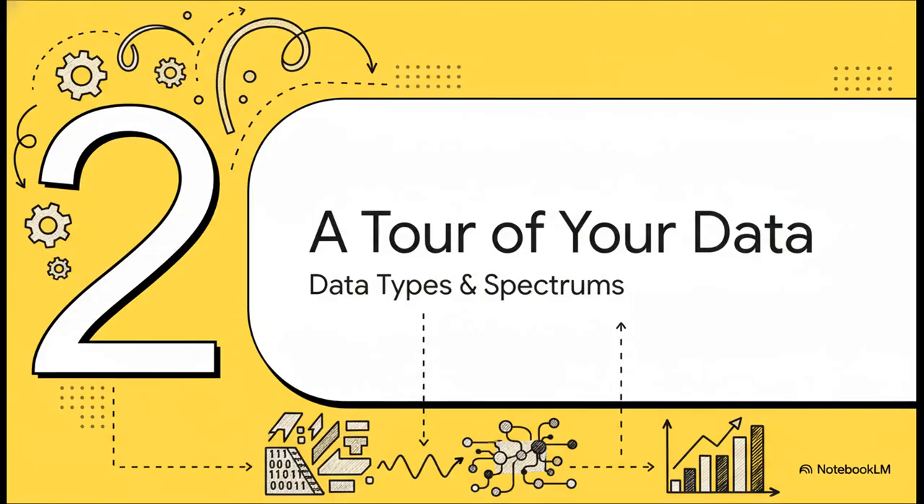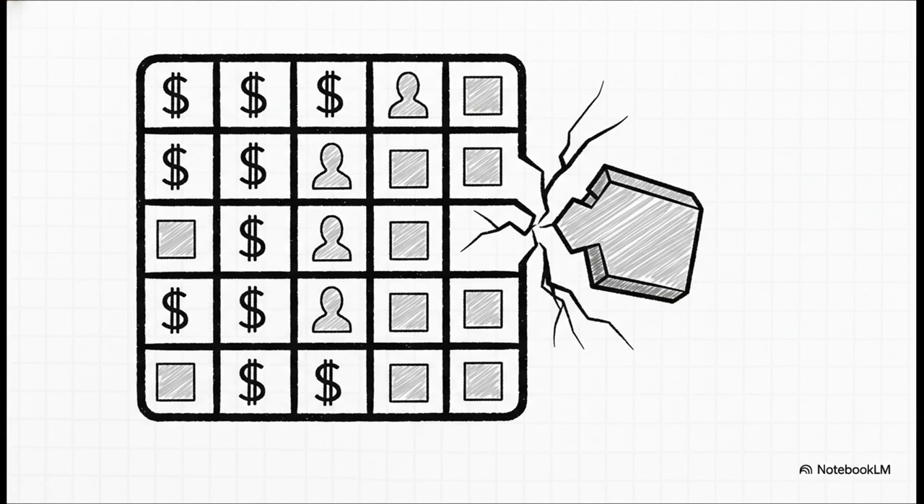So now that we have this new spectrum model in our heads, let's take a little tour and see how it actually applies to the three main kinds of data that pretty much every system has to deal with. Okay, first we've got structured data. This is your classic, predictable stuff that fits so neatly into tables with rows and columns. Think financial records, user accounts, things like inventory. The relationships between the data points are everything.